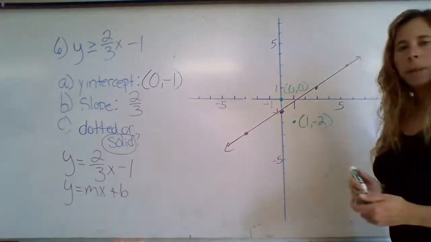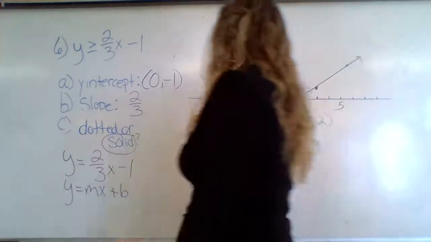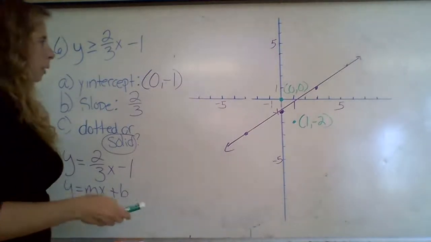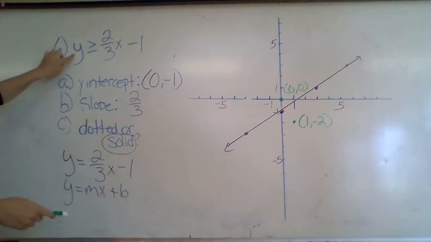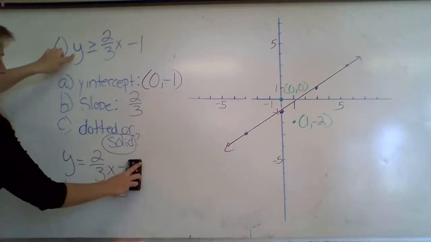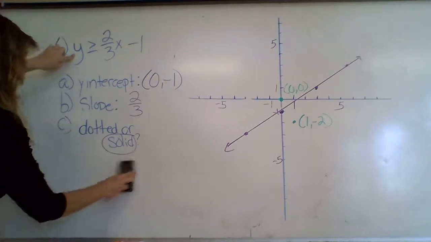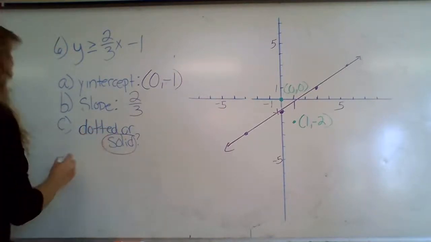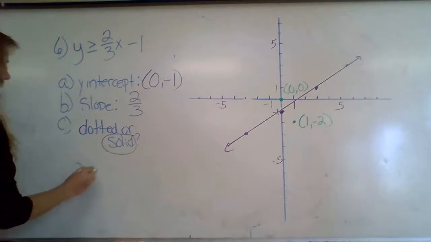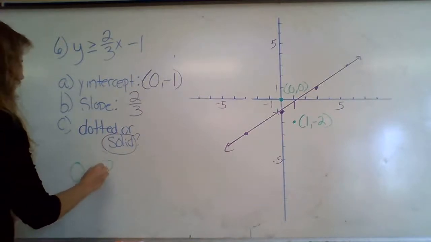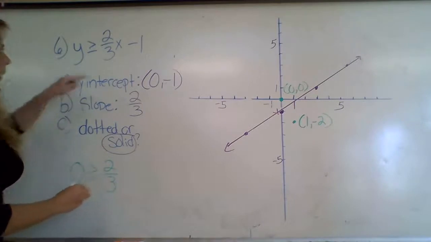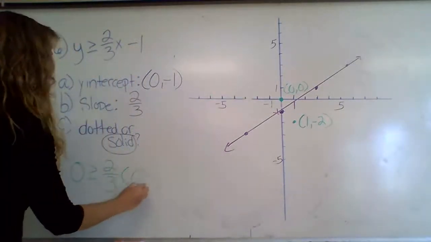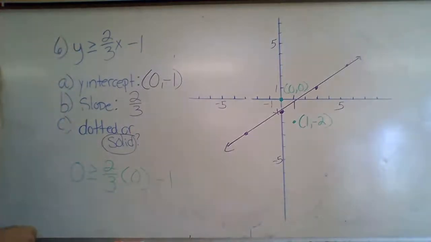Okay, so those are my 2 points that I'm picking. So let's try 0, 0 first. I'm going to substitute 0, 0 into my inequality and see if it is true. Let me erase this. So y is 0, so I get 0 is greater than or equal to 2/3 times x. X is also 0 minus 1. All right, you with me?